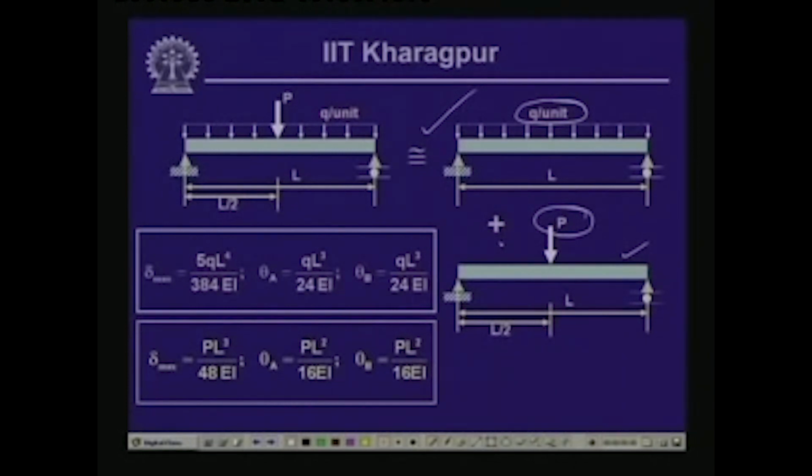Now, as we have seen, when a simply supported beam is subjected to a uniformly distributed load q per unit length, the maximum deflection at the center is equal to 5qL⁴/384EI, and the slopes at A and at B, theta A and theta B, are equal to qL³/24EI.